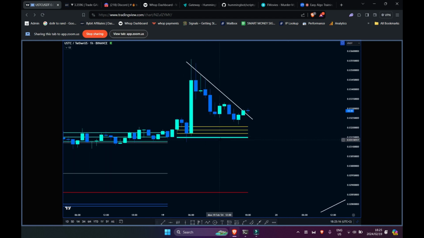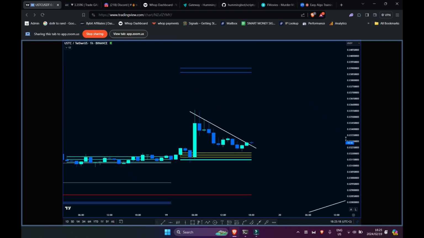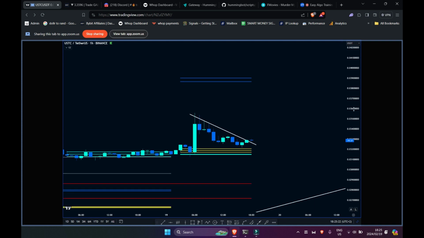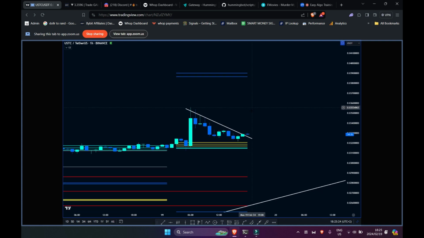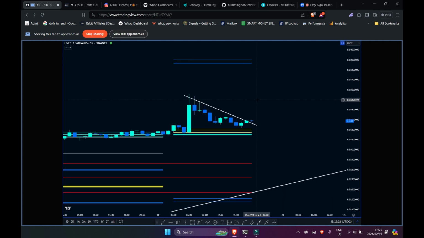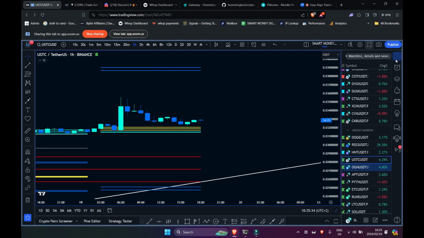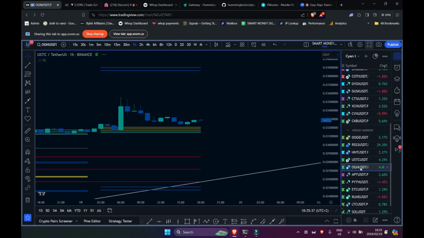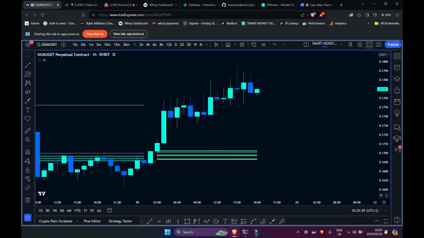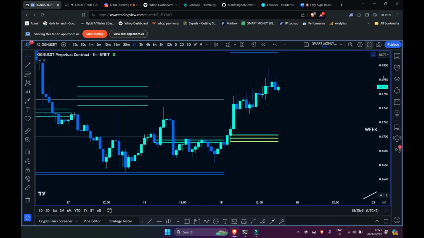So this is a very strong likelihood that this is going to go to this level. So this could potentially be another 10, 17% move up to here. So pay attention to USTC, guys. Even if you only trade these coins, just as practice, sometimes it's better to only have a fewer amount of coins. Okay, then we've got OGN, which is on the radar.